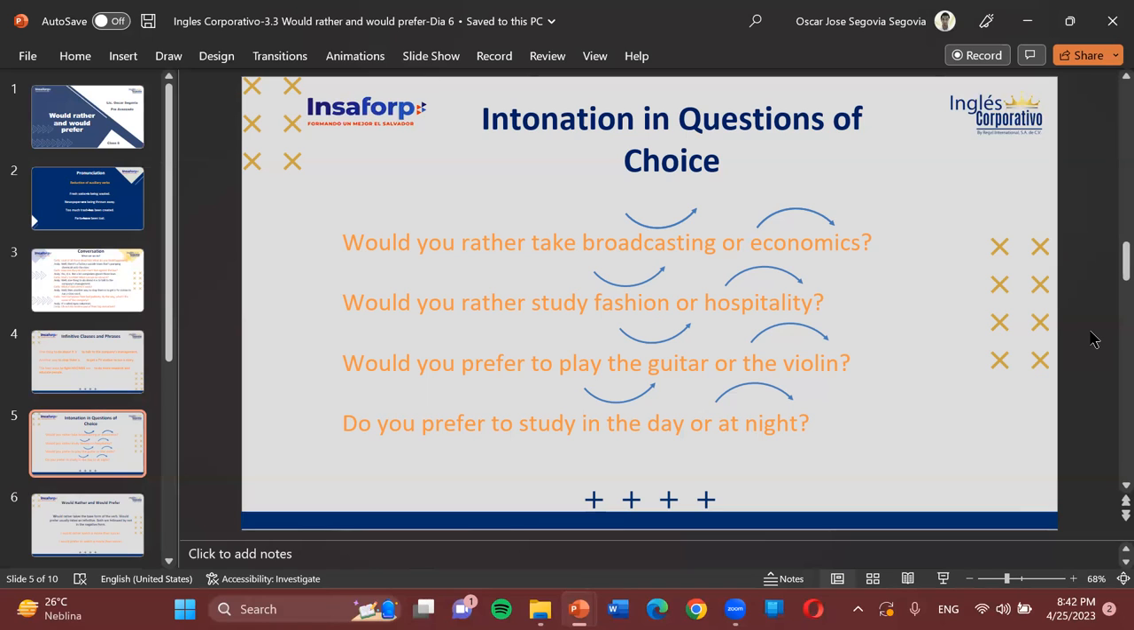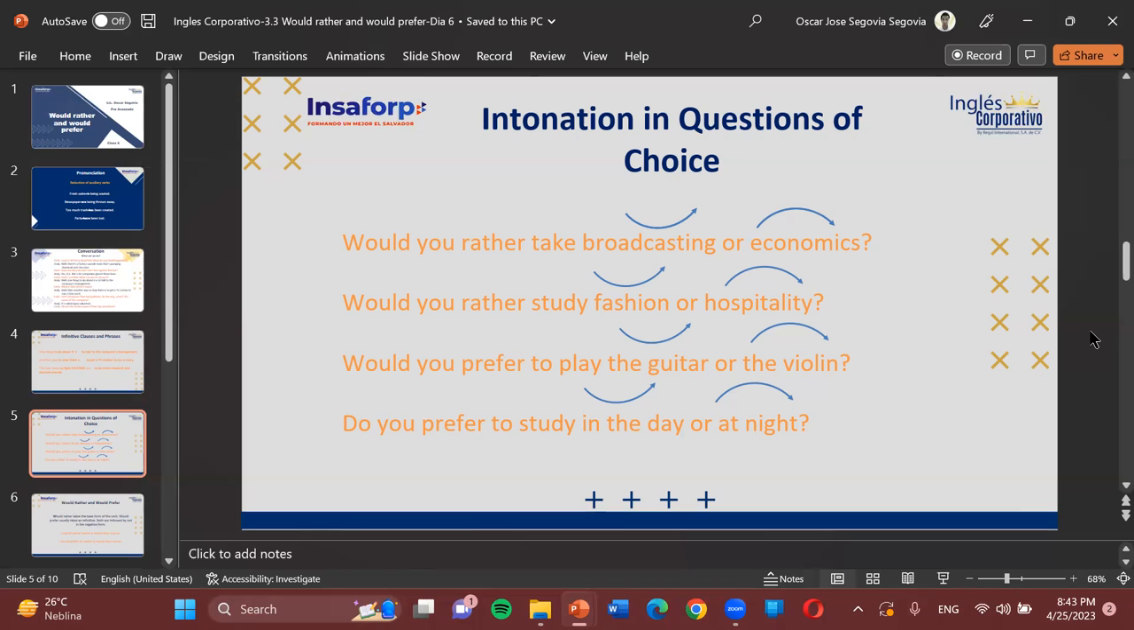It would be much better that you provide a list of options. But here, the questions of choice normally are going to request information from you and are going to allow you to pick what you prefer to have. So the first one is, would you rather take broadcasting or economics? Would you rather take broadcasting or economics?